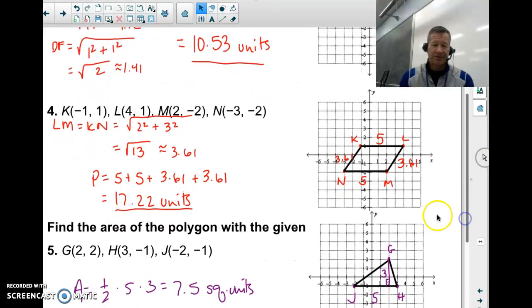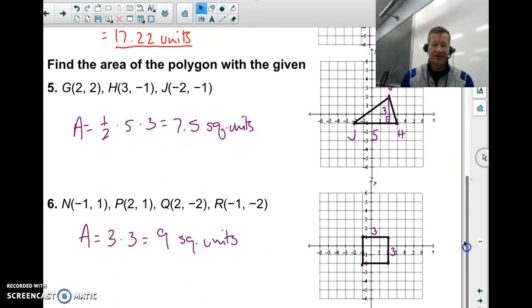The second one, a little bit easier. These were easy to count. They were 5. To get from M to L or N to K, either way, I have to go 2 to the right and 3 up. So 2 squared plus 3 squared, that ended up being 3.61. Add up 5, and 3.61 and 3.61. You get 17.22 units. And then the area problems, this one was a triangle, had a base of 5 and a height of 3. 1/2 times 5 times 3 is 7.5. And then this one ended up being a square, 3 by 3. 3 times 3 is 9 square units. So hopefully you understood perimeter and area.